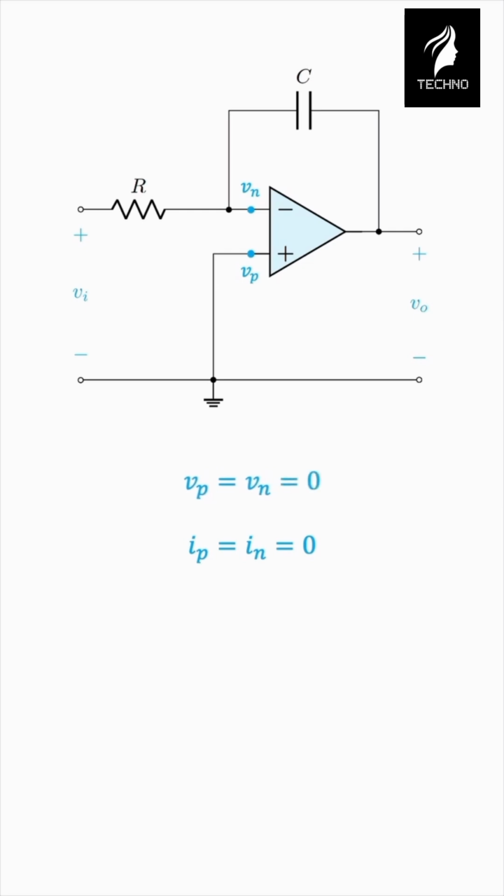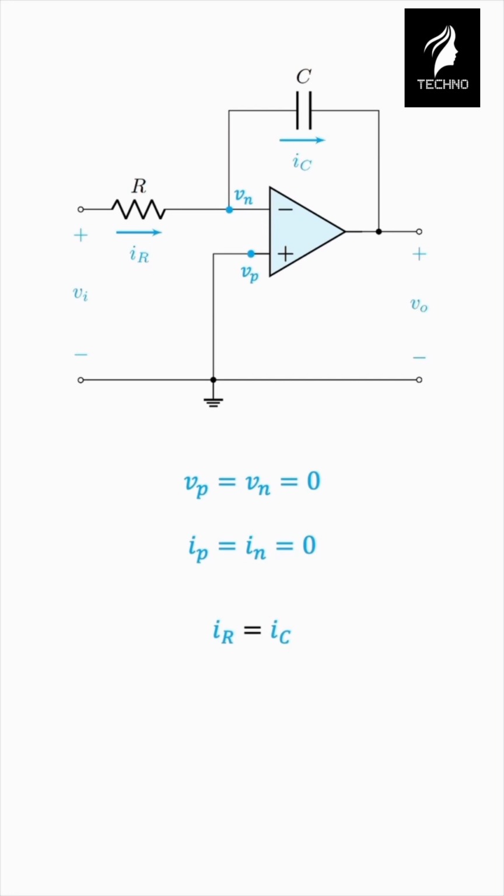With this information, let's apply nodal analysis at this node over here. We'll write a KCL equation. Notice that this is directly connected to the inverting input, so the voltage there is of course Vn. Let's call the current through the resistor IR and the current through the capacitor IC. By the second constraint equation, we know that no current enters the inverting input, meaning that IR must be equal to IC.